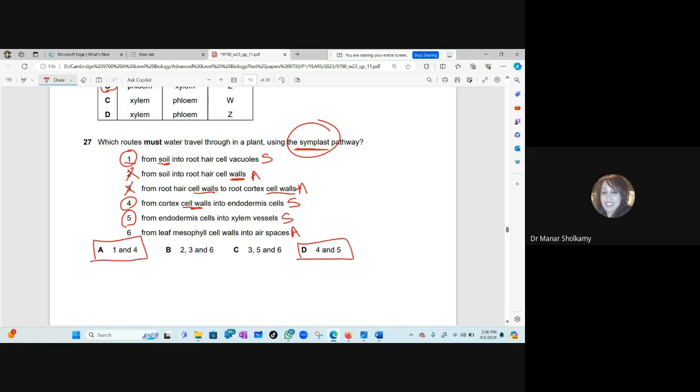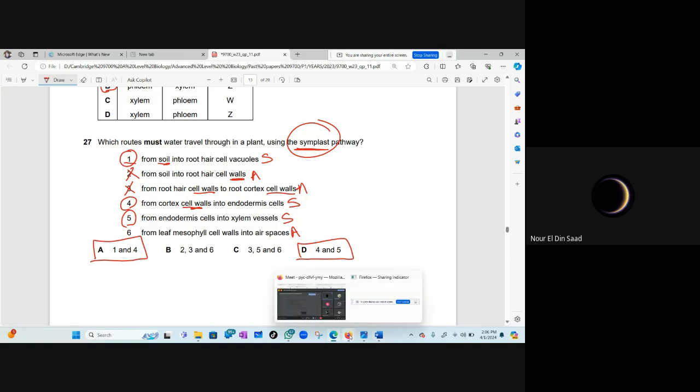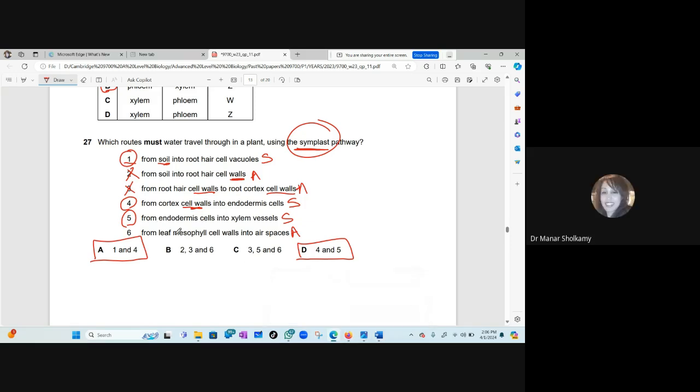What's the answer? I think 1 and 4. Yeah, I would choose also 1 and 4. Let me see. No, let's go to the mark scheme.